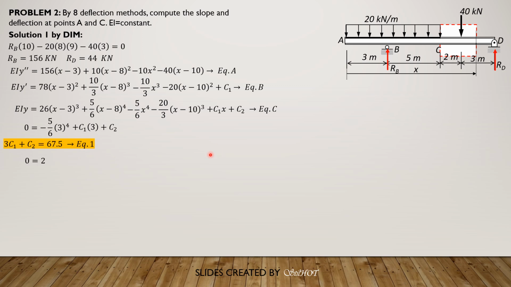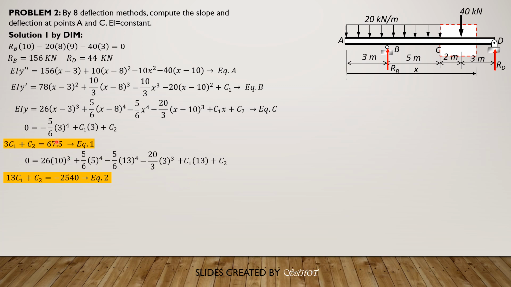And when x is 13, so 26 times 10 cubed plus 5 over 6 times 13 minus 8, which is 5, to the fourth, minus 5 over 6 times 13 to the fourth, then minus 20 over 3 times 3 cubed, plus C sub 1 times 13 plus C sub 2 equals 0. So simplifying, 13 C sub 1 plus C sub 2 equals negative 2540, equation 2.